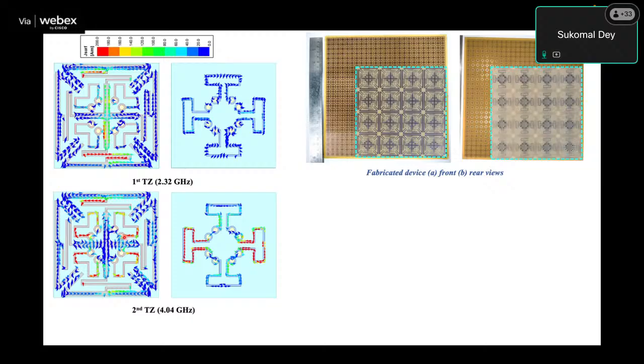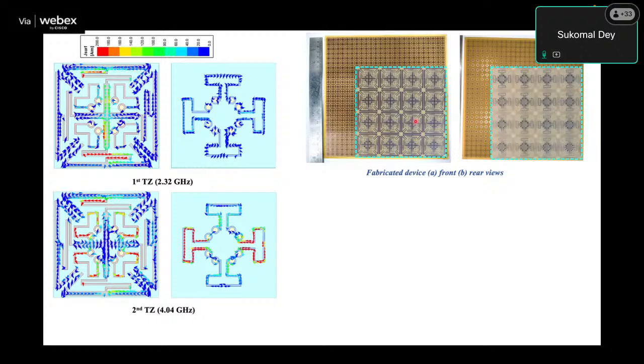So it seems that these and this region are helping you to get the response at 2.3. Over here on your structure, all these bends, meaning more inductance, are helping you to get the next transmission zero.